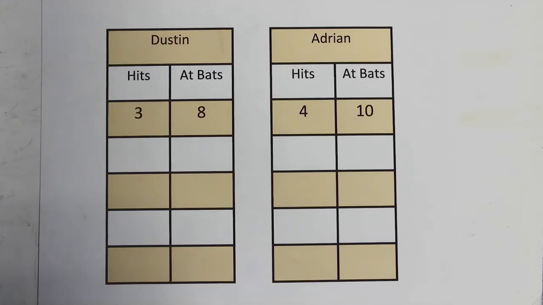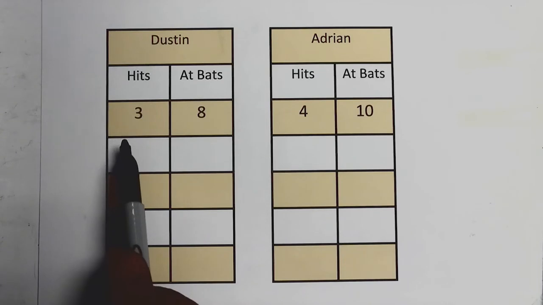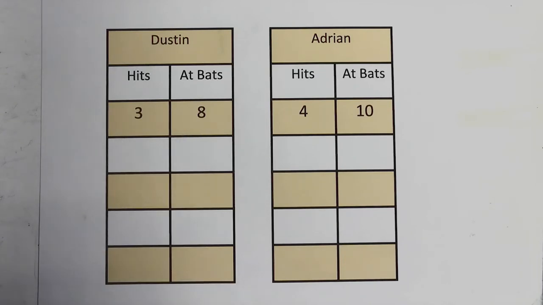So this table shows us Dustin's hits and at-bats from the problem, and Adrian's hits and at-bats from the problem. So now let's extend and complete the ratio tables until the number of at-bats is the same in each table. How do you generate numbers in each column to find equivalent ratios? I want you to think back to our previous lesson. Also, when do you think they will have the same number of at-bats? So let's complete it and see if you're right.